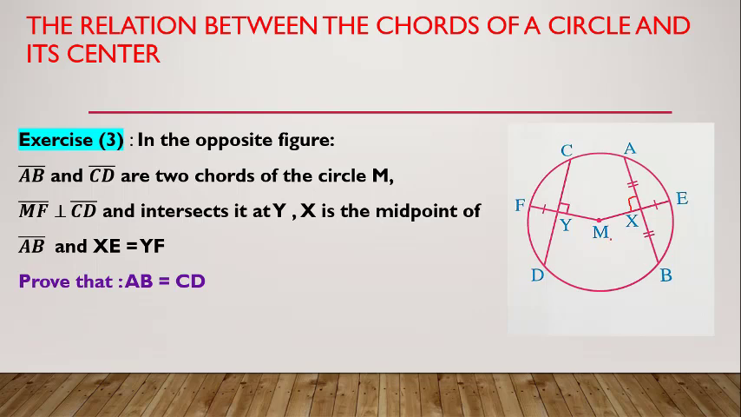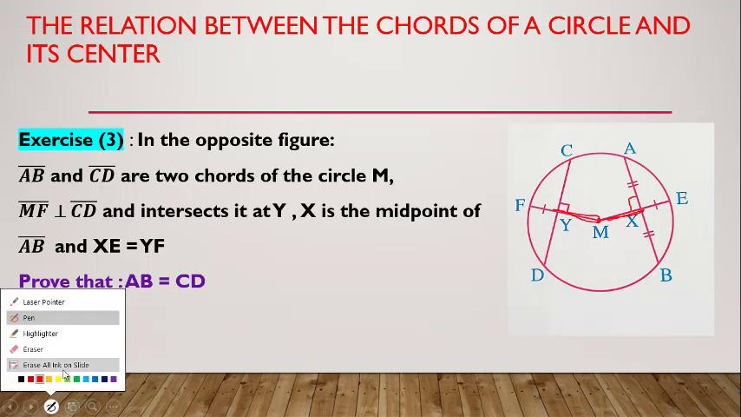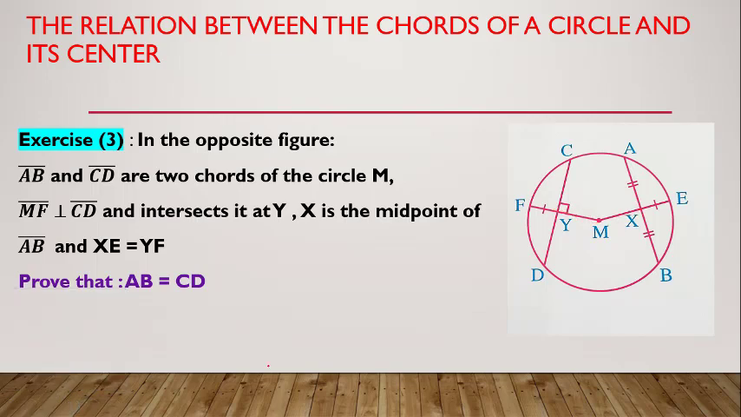If you want to prove that AB equals CD, it means that I should prove that MX equals MY. How can we prove that? Here we have ME and MF are two radii, so they are equal. Also XE equals YF, so if we subtract XE from this radius and YF from this radius, we will get that MX equals MY. Okay, so they are equidistant from the center, so the two chords are equal.